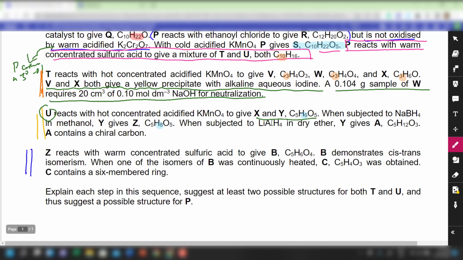True enough, the last statement will confirm our prediction, because when subjected to lithium aluminum hydride in dry ether, Y gives A, and you notice that A is fully saturated. How do we know it's fully saturated? We just use the formula to calculate the degree of unsaturation, 2n plus 2. That's 5 times 2 plus 2, 12. 12 minus 12 is 0. 0 divided by 2 is 0. So A is fully saturated. A contains a chiral carbon.